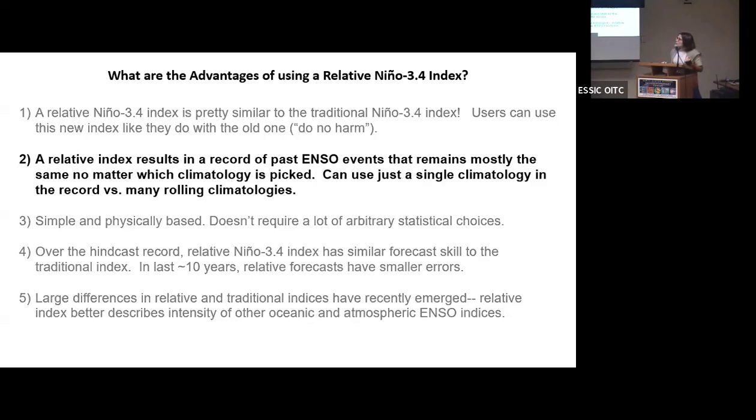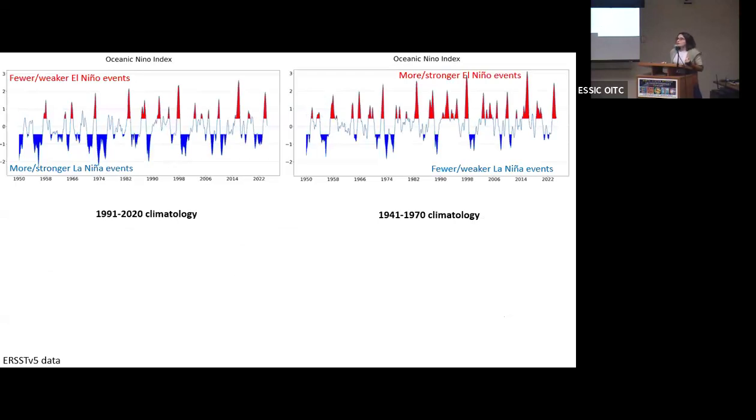All right, so I'm going to start with bullet point 2 here, and we're going to talk a little bit more about these climatologies. This is the Oceanic Nino Index, both panels. You saw this before, in an earlier slide. On the left is the 1991-2020 climatology. On the right is the 1941-1970 climatology.